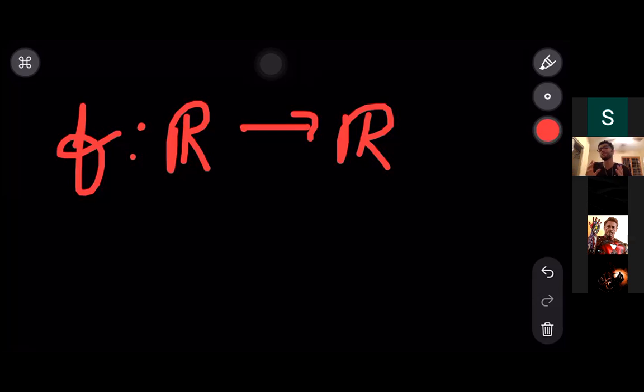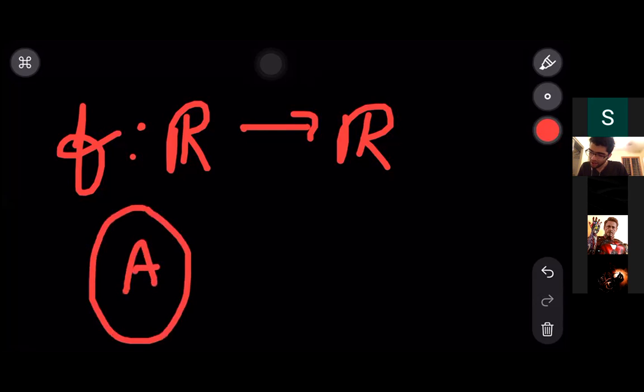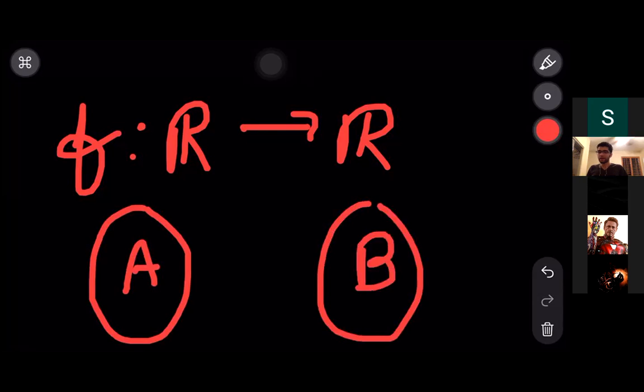So now we can think of functions in a slightly different way. If you have one object here, you call this A. You have another object here, you call this B. A function takes things from this object and maps them to something in this object.